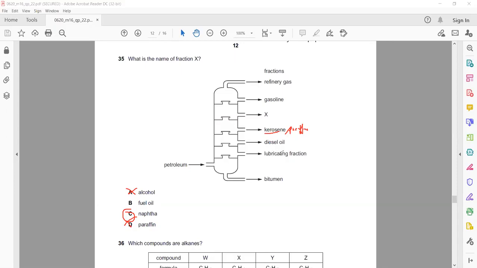Diesel is there, then fuel oil, lubricating oil. These are fractions below that. So this cannot be fuel oil. You're left with naphtha. You have to learn the order of these fractions. As we go down, it becomes more viscous, the boiling point increases, the number of carbons increases, and the density will also increase.